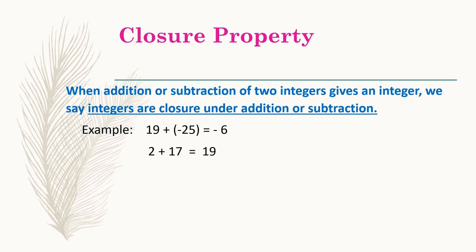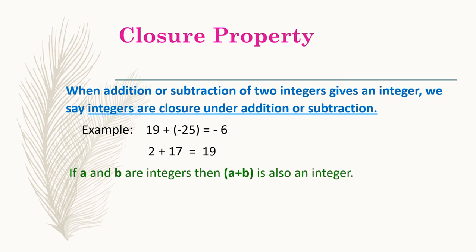Minus 6 is what? It is again an integer. So the resultant integer may be positive or may be negative. That doesn't matter, but it is an integer. Now in the next example you can see it is 2 plus 17. So the answer is 19. Again it is an integer. It means integers are closed under addition. If a and b are integers, then a plus b is also an integer.